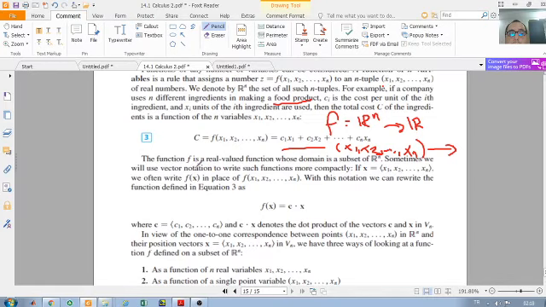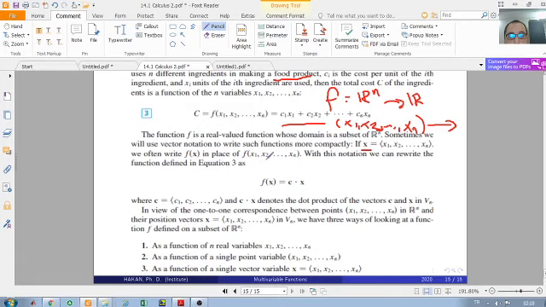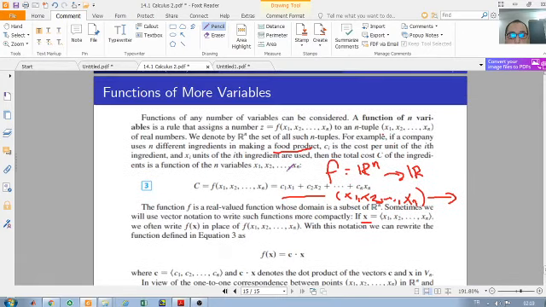So the function f is a real valued function whose domain is a subset of Rn, and sometimes we will use a vector notation to write such functions more compactly, if we consider the independent variables as the components of the vector x equal to (x1, x2, up to xn). So we often write f of x in place of f of x1, x2, up to xn to get an easy expression for functions of more variables.